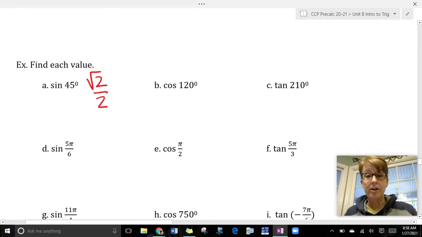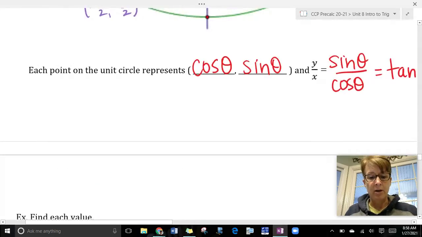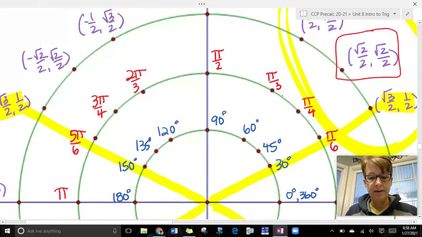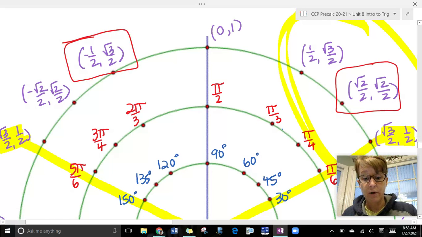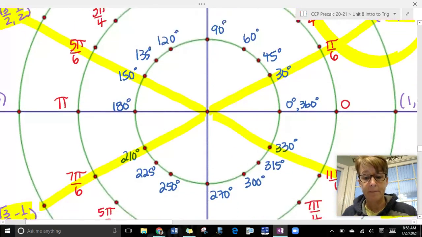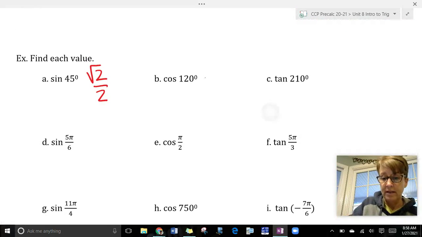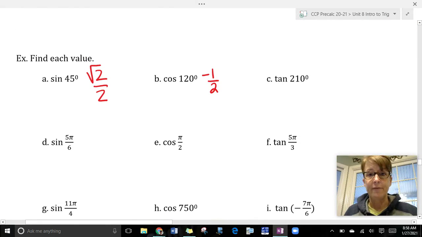Okay, and then we can go to the cosine of 120. So cosine we know is x. 120 degrees is in the second quadrant. Here it is. And the x value for 120 degrees is negative 1/2. So I can just go cosine of 120 is negative 1/2.